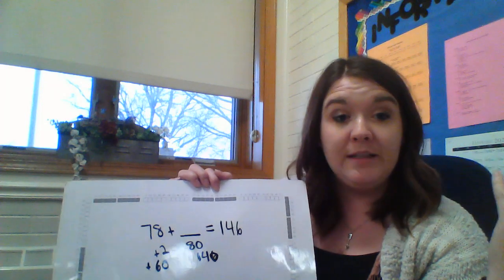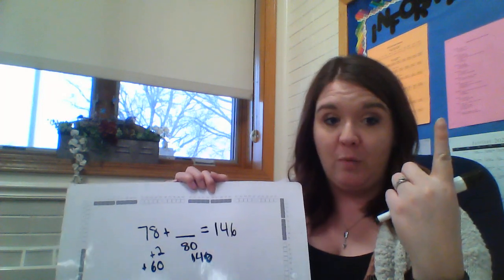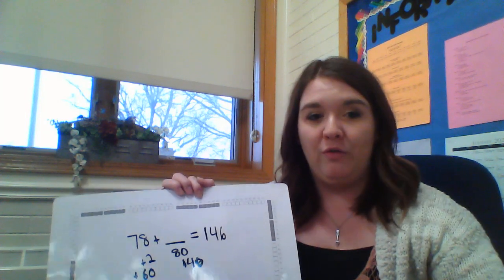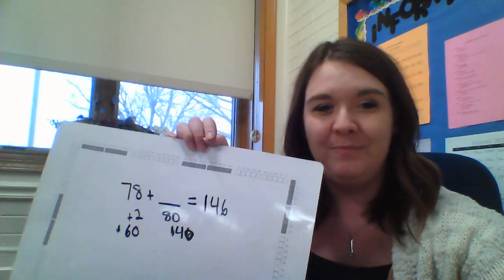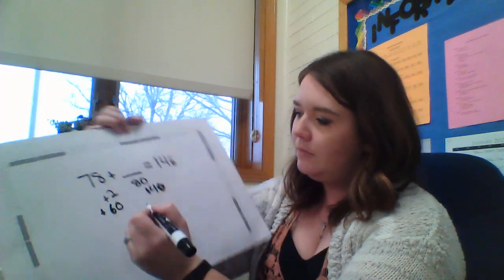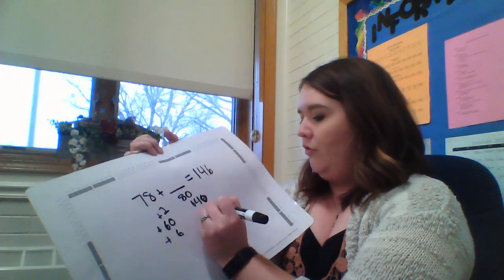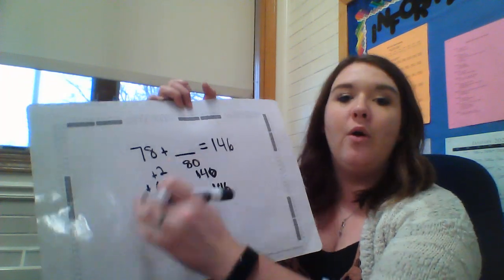So now I can count by ones again. 140, 141, 142, 143, 144, 145, 146. Okay, so that was 6. So then I'm adding 6 again. Okay, so I add 6. That gets me to 146. So I added on, and I got 146.